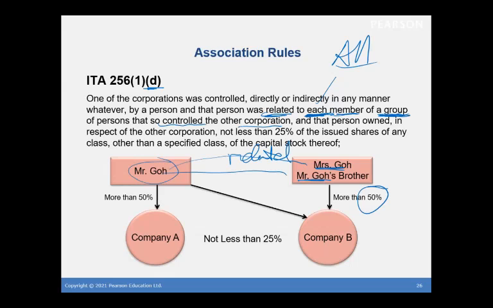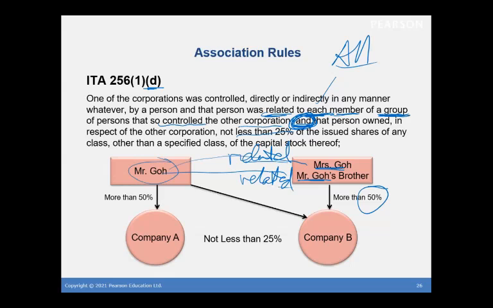He's also related to his brother, Mr. Go, under these tax rules. It says, and here's where the "and" comes in, and that person owned, in respect of the other corporation, again, not less than 25% of the issued shares of any class other than a specified class.